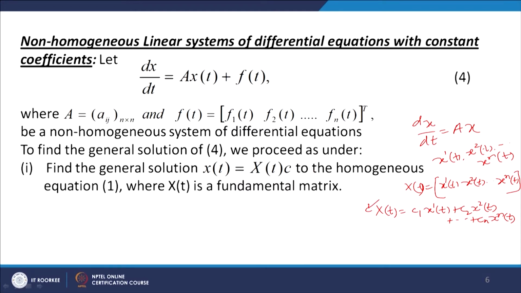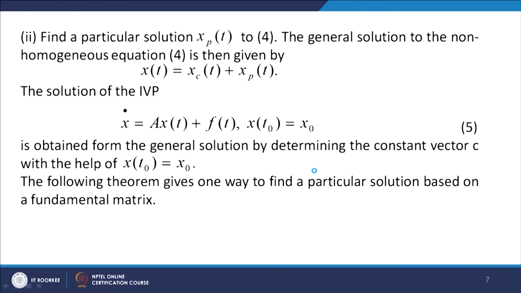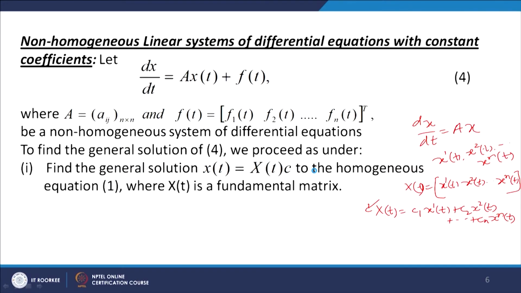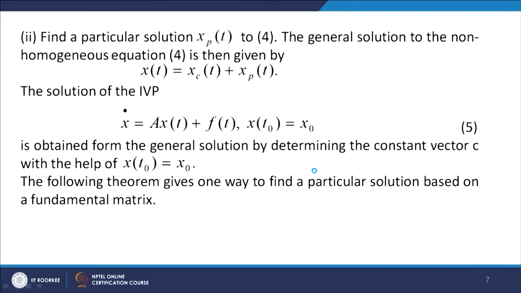So, we find this homogeneous solution, the general solution of the homogeneous equation x dot equal to a x, and then we find a particular solution, x p t, to this non-homogeneous system. Then the combination of the two, x c t and x p t, will give us the general solution of the non-homogeneous system 4. Non-homogeneous system 4 will have the general solution given by x t equal to x c t plus x p t. Now, let us see how first we see that it is a solution of the system 4, and then we see that it is a general solution.